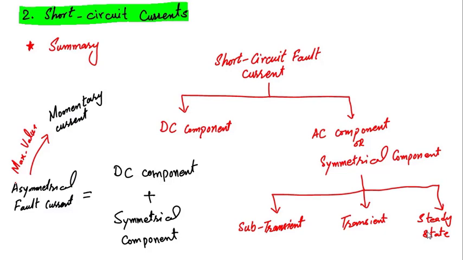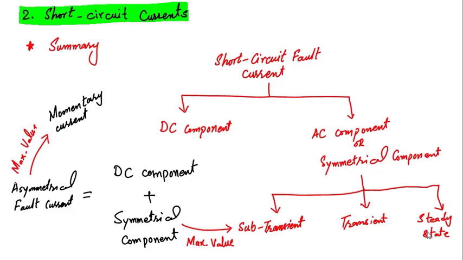And the peak value of the symmetrical component, the highest value, is known as sub-transient current. So here this question could be asked in a quiz: what is momentary current? Then momentary current will be the peak value of asymmetrical fault current that consists of the maximum value of DC offset plus the sub-transient current. Okay, and if I ask you what is the maximum value of the symmetrical component, that will be the sub-transient current that occurs in the very first cycle.